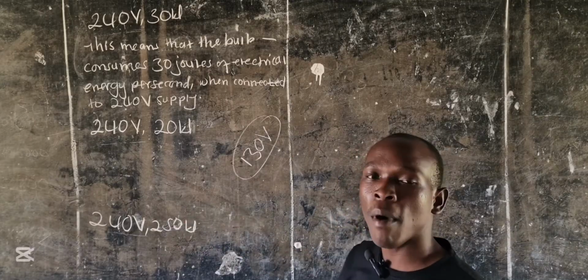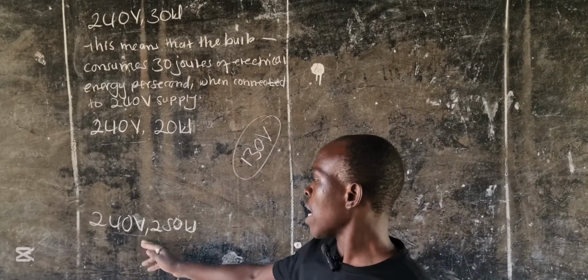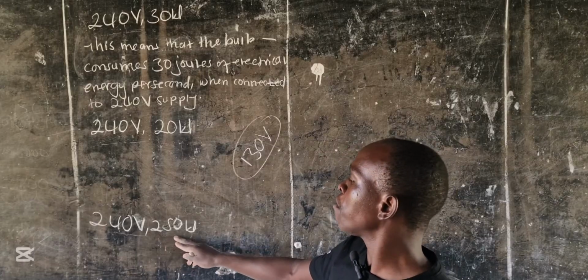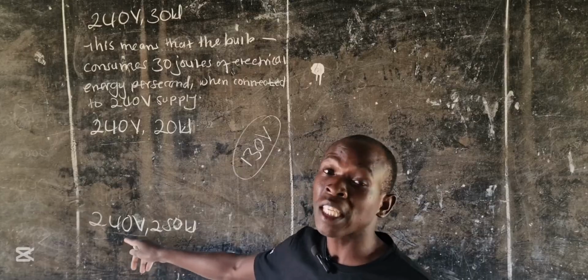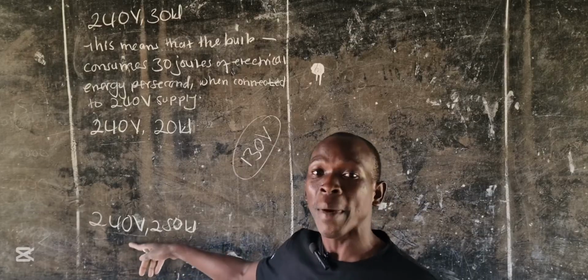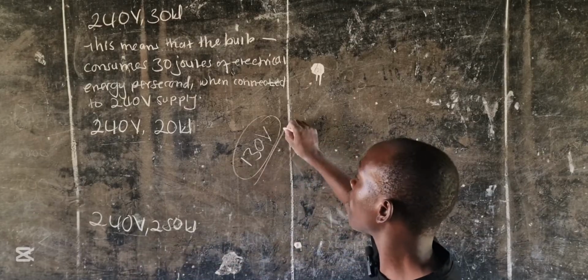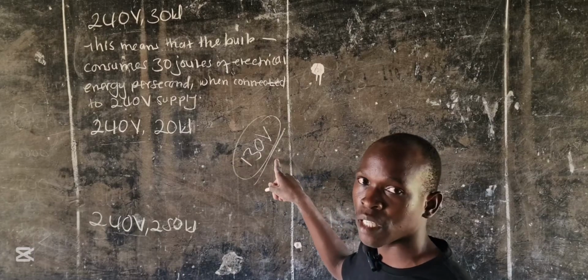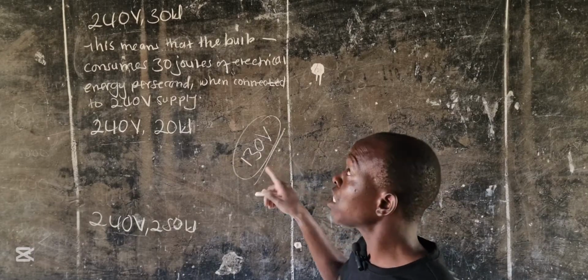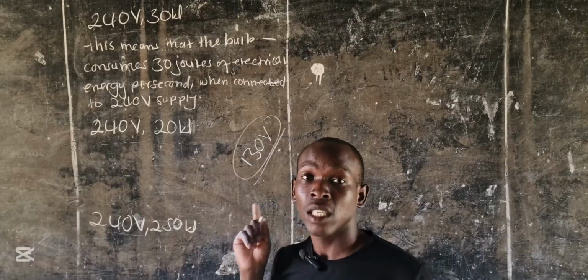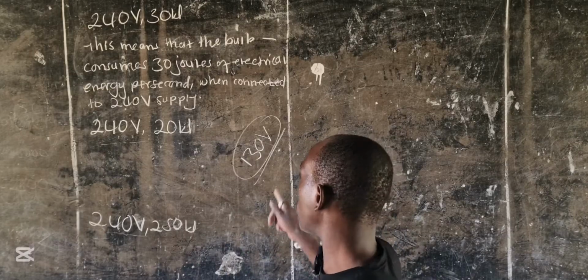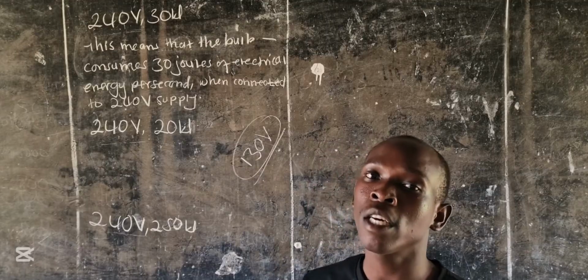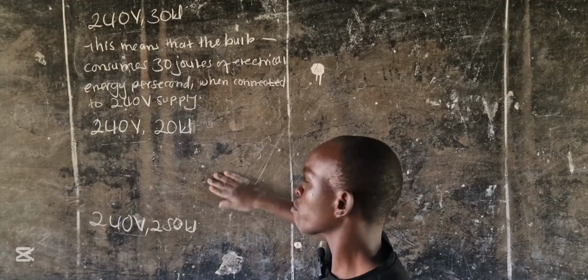But you look at their bulbs, and this one consumes 250 joules of electrical energy when connected to 240. That's what it is supposed to consume. But in that area, the supply there is 130. That means there is less power. So these people are most likely to face a problem of power outages. And so we are going to help them and see how we can rectify this.